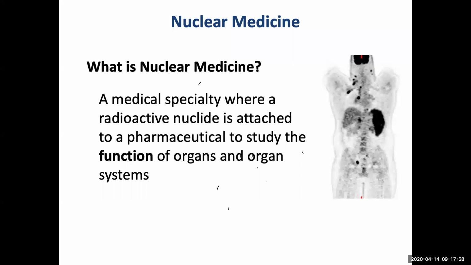So let's start with what nuclear medicine is. Simply, it's a medical specialty where a radioactive nuclide is attached to a pharmaceutical to study the function of organs and organ systems. So we are talking about functional imaging here. It's not mainly anatomical. Functional imaging involves injecting a compound labeled with a gamma ray emitting radionuclide for SPECT, or a positron emitting radionuclide for PET imaging, into the body. The radio-labeled compound is called a radiopharmaceutical. We also call it a tracer or radiotracer.